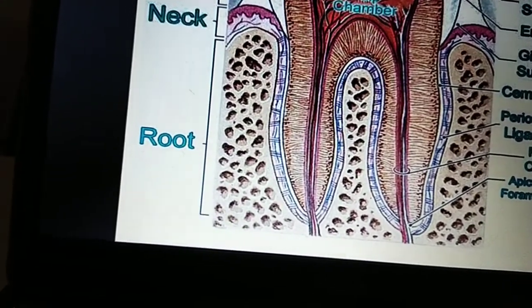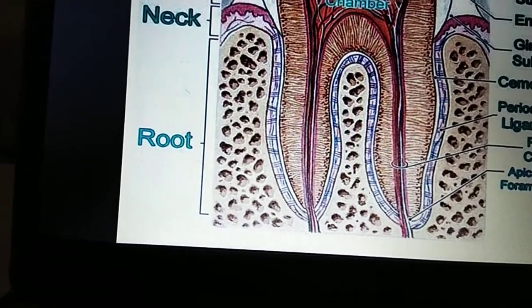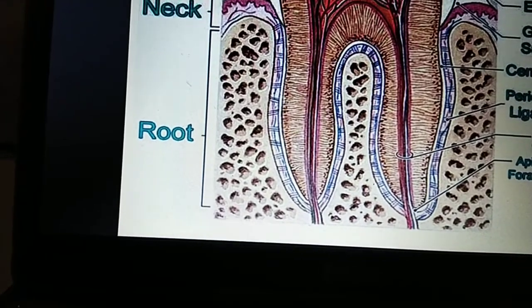And now pulp. The pulp is a generalized narrow vascular bundle central to each tooth.